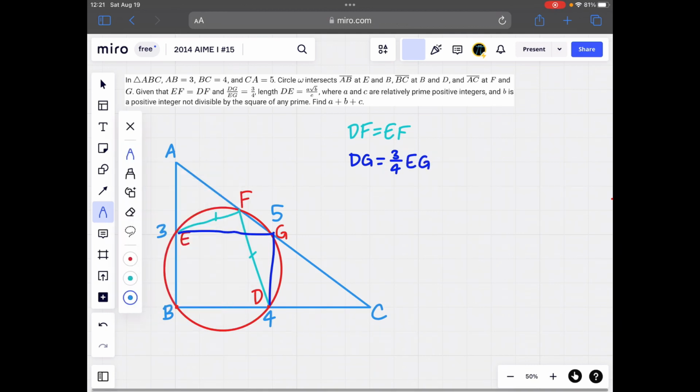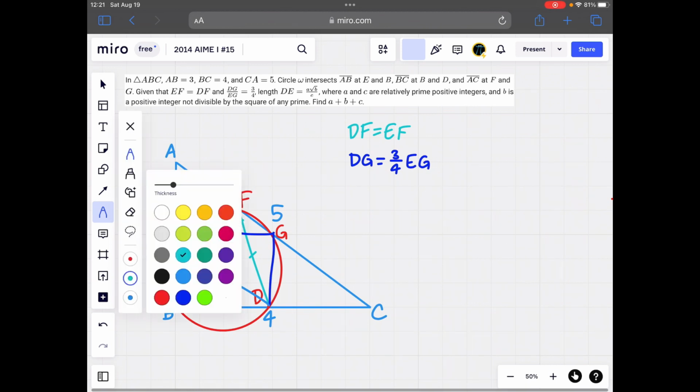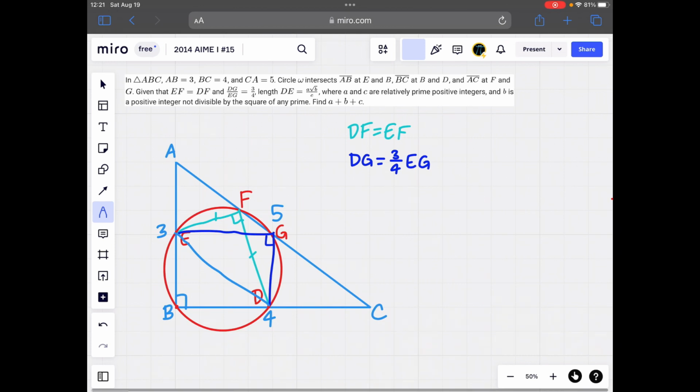So the first thing we can say about this configuration is that angle B is a right angle because the side lengths of the triangle are 3, 4, and 5. 3, 4, 5 is a right triangle. And so that means DE is actually the diameter of circle omega. Let's draw that in. And the other two angles, DFE and DGE, are also right angles because they both cut off the diameter. So let's label that. We know those are both right angles. And from DG equals 3 over 4 times EG, we know that triangle DGE is similar to ABC because the leg lengths are in the ratio 3 over 4, and it's also a right triangle. So we can write that triangle DGE is similar to triangle ABC.